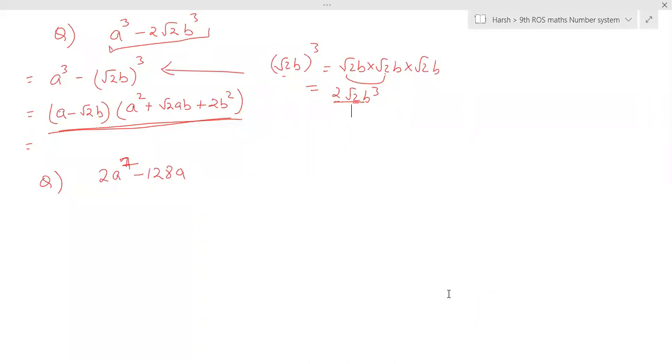Still, the right answer is awaited. Yes, Nitin? 2a square minus 4 a to the power 4 plus 4a square plus 16. You have to further factorize it. Once factorization is done, then raise your hand.